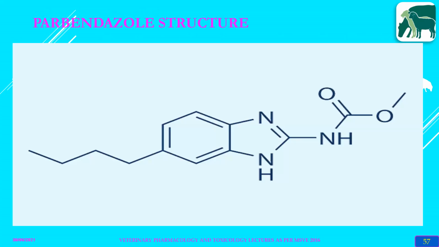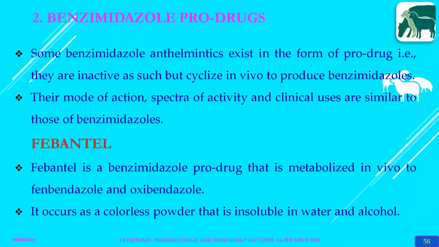It's the carbendazim structure. Then a few of the benzimidazole prodrugs, like the carbamates, are benzimidazole prodrugs. They are inactive in vitro, whereas they are converted to benzimidazoles when they enter the body, in vivo. So all other things are very similar to that of the benzimidazoles. Febantel is the benzimidazole prodrug that is metabolized in vivo to fenbendazole and oxfendazole.